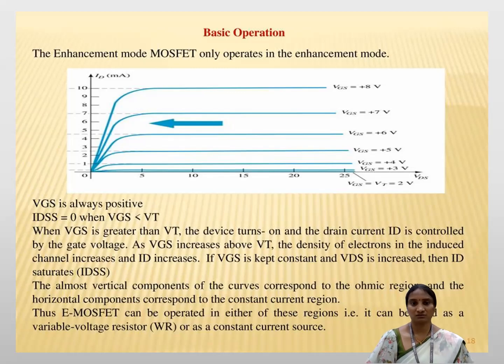The vertical portions of the curves are related to the ohmic region, and the flat portions are related to the constant current region, or what we call the saturation region. The drain current gets saturated and is represented with the variable IDSS. In the ohmic region, the MOSFET can be operated as a voltage variable resistor. And in the saturation region, it can be used as a constant current source, because wherever you find the current value, it remains constant in this region.